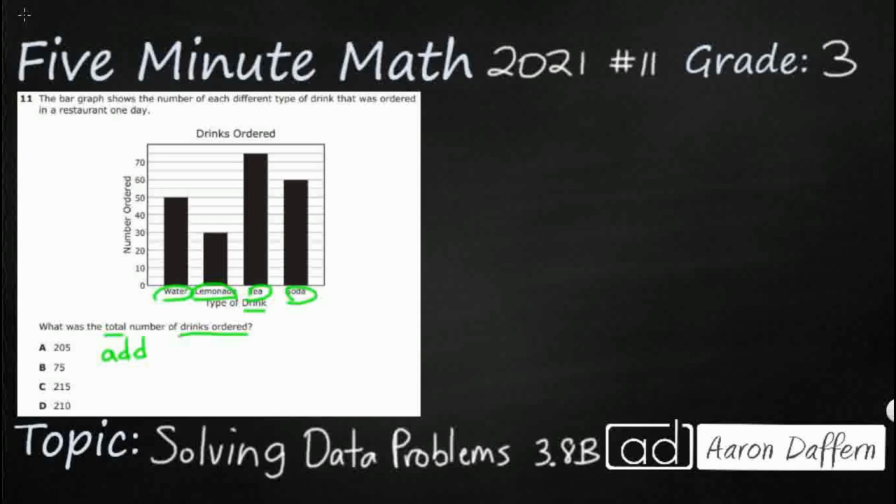When we see a bar graph, what we need to do first is put numbers on top of all of these. We've got water, and that's pretty easy. It's right there at 50. Lemonade is over there at 30. Tea is not on the line, so I'm going to skip tea for now. Let's look at soda, because soda does look like it's on the line. Right there, that's 60.